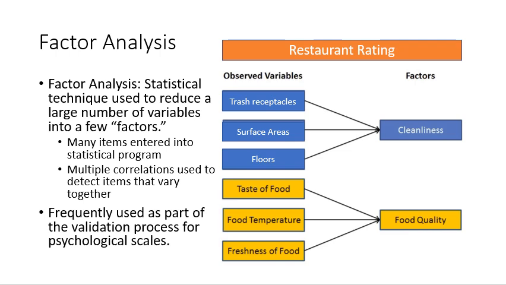And so when you're looking at getting a tool for your dependent variable, and you're going to an article, which is what you'll want to do, which says that this is how they validated the scale, this is what they did. They used a factor analysis, but instead of having things like trash receptacles, surface areas, and floors, they would have statements like, I tend to feel good about myself, and I like myself, and I'm happy with the way I am. And maybe those three items would go together to form a factor called self-worth or something like that.